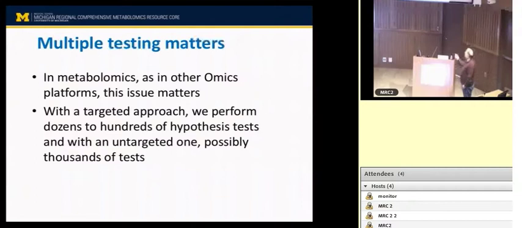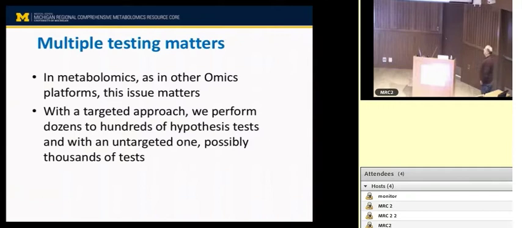Actually, in other platforms like RNA-seq and so forth, you are not doing just hundreds of comparisons, but thousands or tens of thousands of comparisons. And that's the point. With a targeted approach, for example, you may do dozens or hundreds of hypothesis tests, whereas with an untargeted one, if you also incorporate all the unnamed features, you may be carrying out thousands of tests.